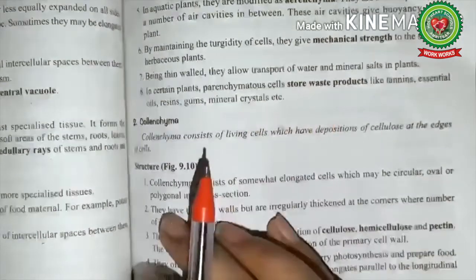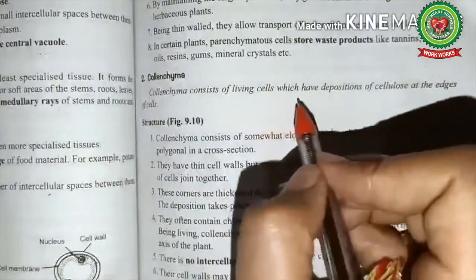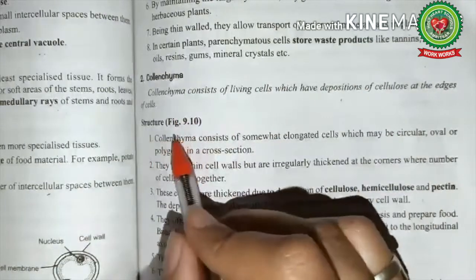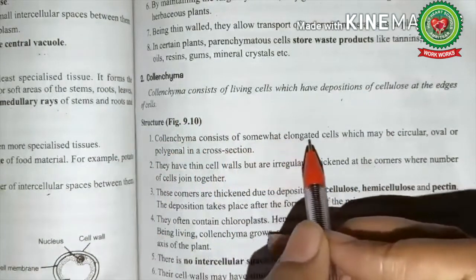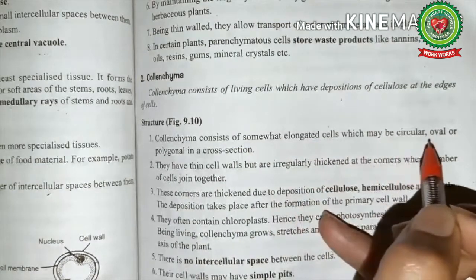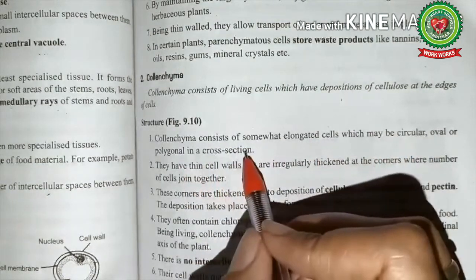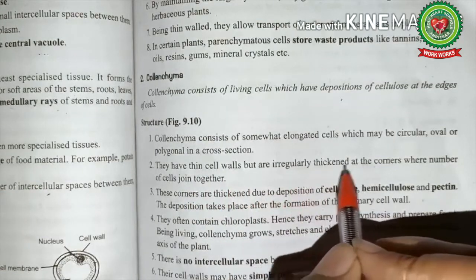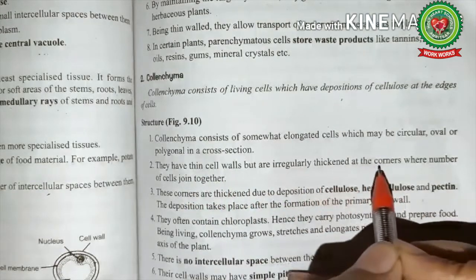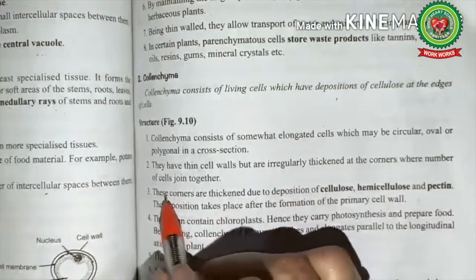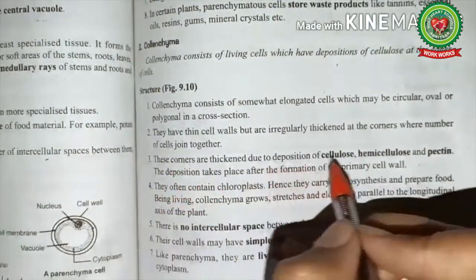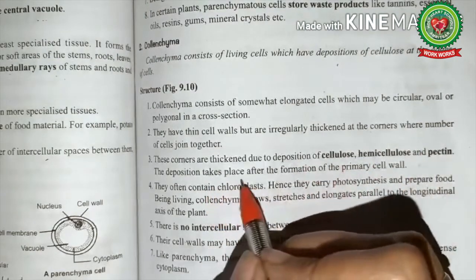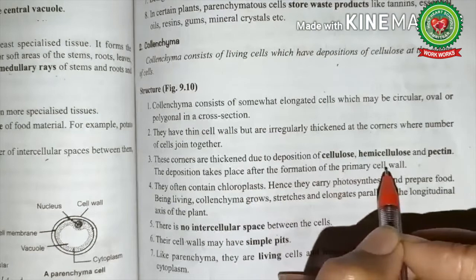Now the next tissue. It consists of living cells which have deposition of cellulose at the edges of cells. Structure: it consists of somewhat elongated cells which may be circular, oval, polygonal in cross section. They have thin cell wall but are irregularly thickened at the corners. This is the special feature of this tissue. Now these corners are thickened due to the deposition of cellulose, hemicellulose and pectin. The deposition takes place after the formation of the primary cell wall.